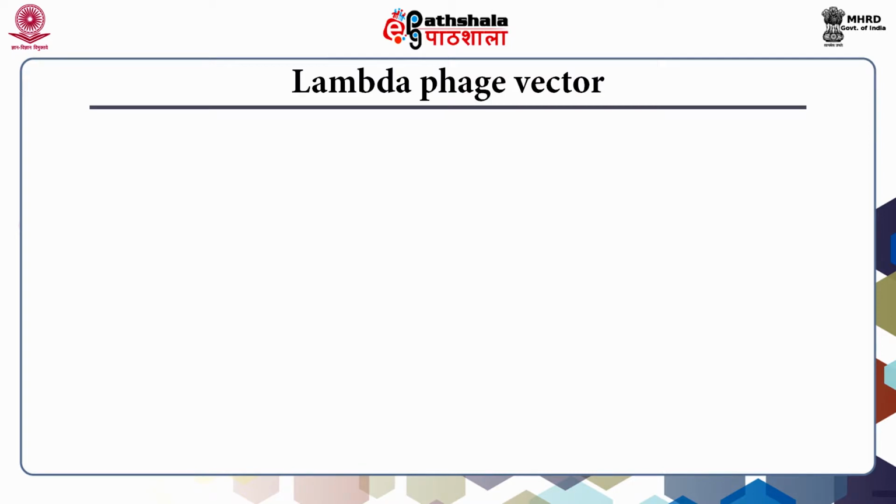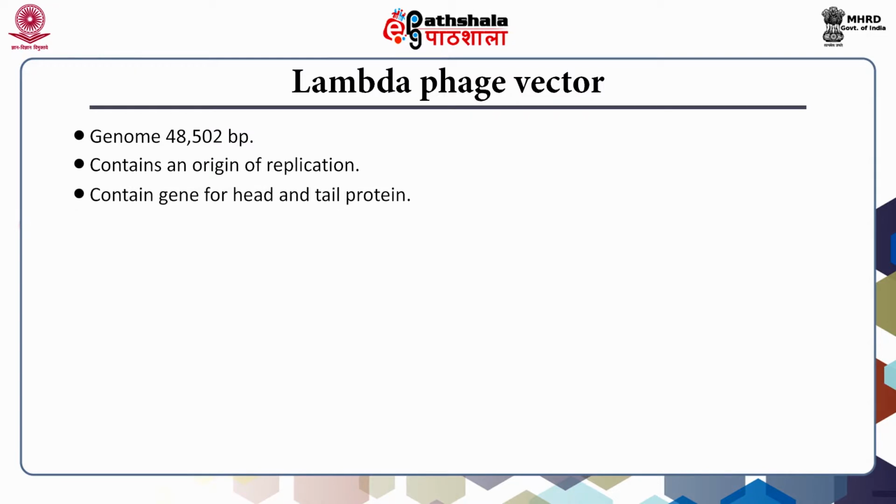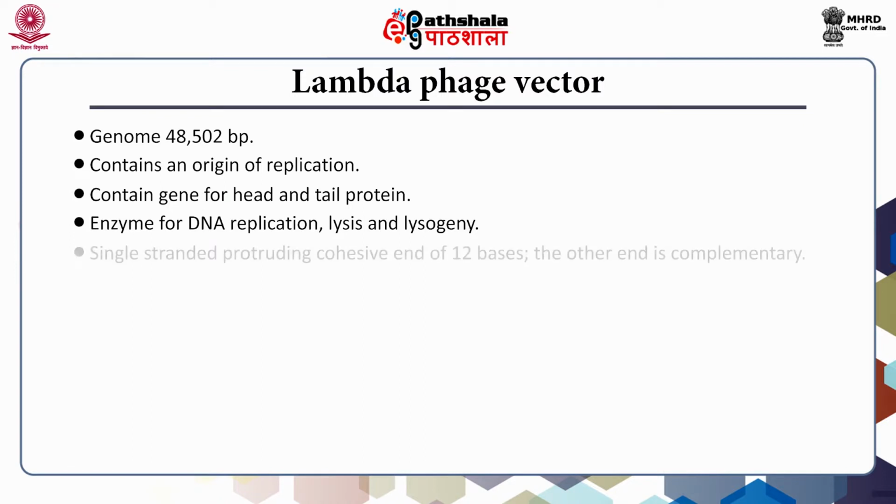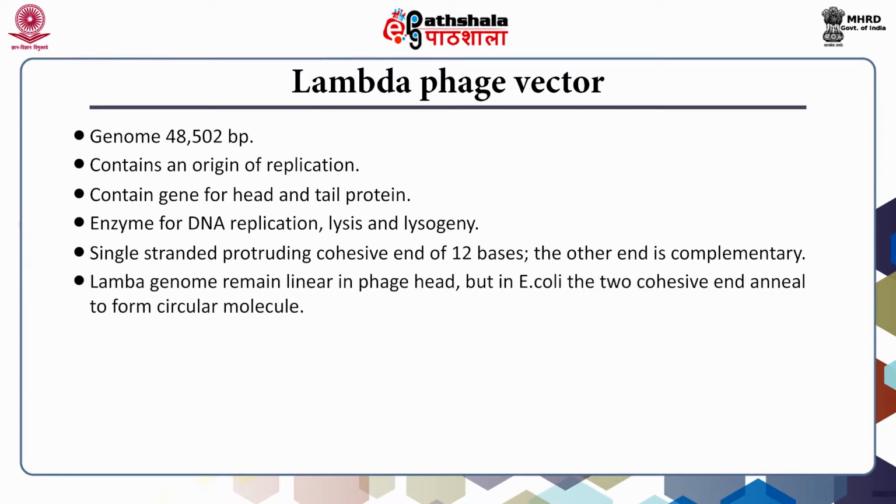Lambda phage vector. The genome size of the lambda phage vector is 48,502 base pairs. It contains an origin of replication, genes for head and tail proteins, and the enzymes for DNA replication, lysis and lysogeny. It is single-stranded with a protruding cohesive end of 12 bases, the other end being complementary. The lambda genome remains linear in the phage head, but in E. coli the two cohesive ends anneal to form a circular molecule. The sealed cohesive end is called a Cos site.